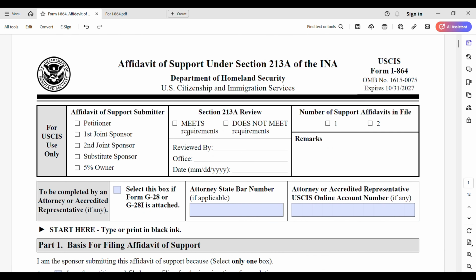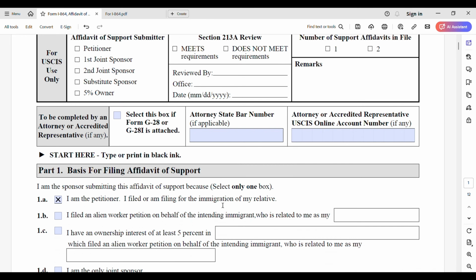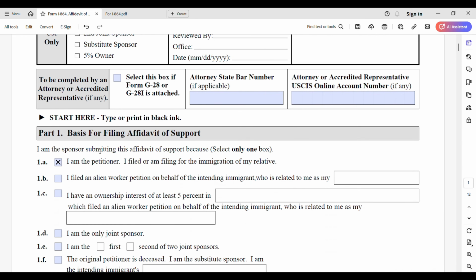So for this top part right here, for USCIS use only, do not touch it. The bottom part right here is for an attorney. If you used one, do not touch it as well. For us, we're going to go straight to start here.